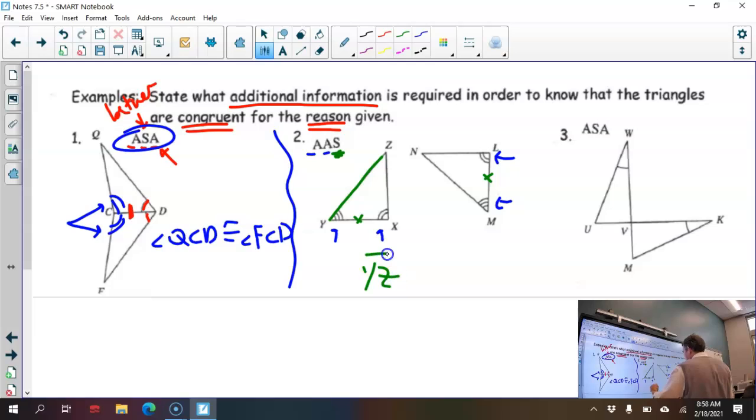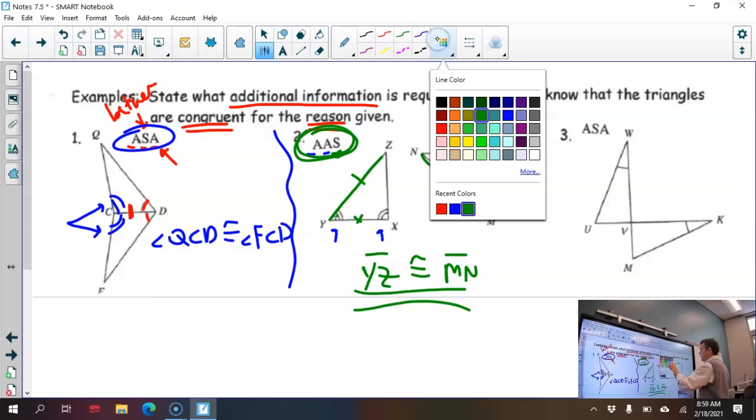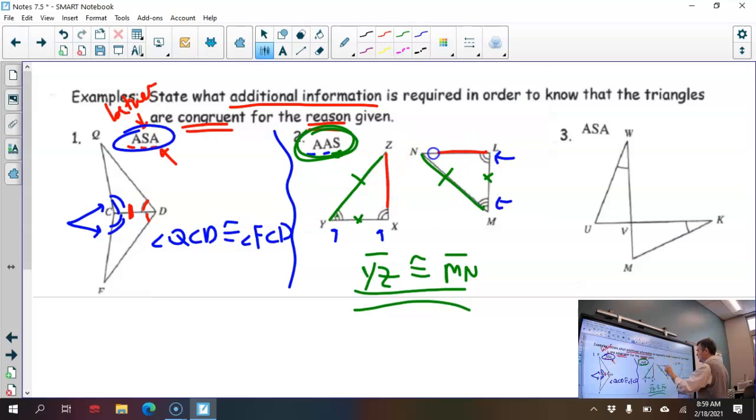So YZ congruent, let's see, that was the 3 and the 0, so that would be the MN. See how MN goes from the angle 3 to the angle with no markings, just like the Y is the angle with 3 to the Z, the angle with no markings. If those two were congruent, then I would have angle, angle, side. That is the additional information I need to use angle, angle, side. Do you see what I mean? By the way, in this one, you also could have done this side equal to this side, and that would have worked just as well.